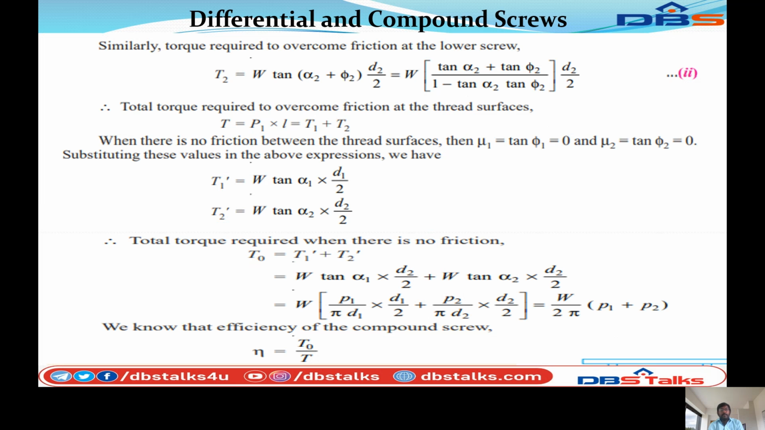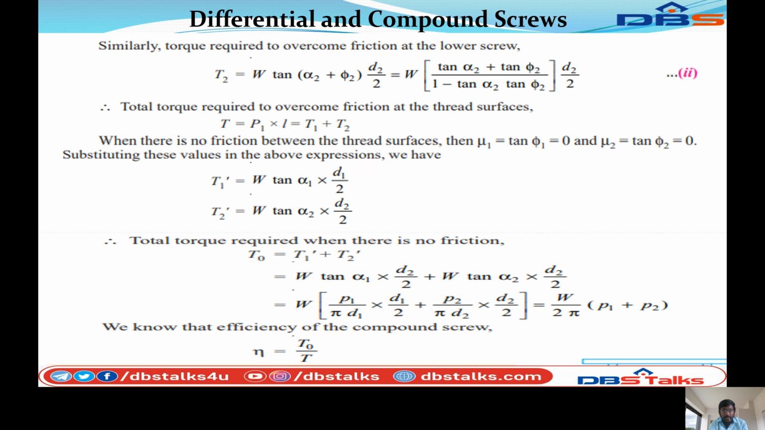Similarly, the torque required to overcome friction at the lower screw, T2, is equal to W tan(alpha 2 plus phi 2) into D2 by 2, that is equal to W (tan alpha 2 plus tan phi 2) by (1 minus tan alpha 2 tan phi 2) into D2 by 2. So this is equation number 2. Therefore, the total torque required to overcome friction on the threaded screw, T, is equal to P1 into L1, that is equal to T1 plus T2.